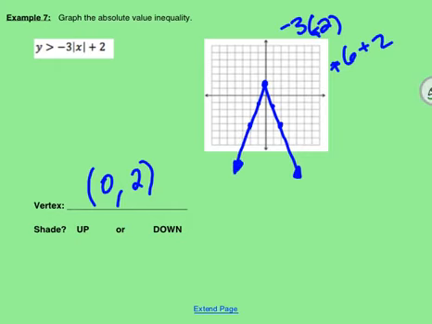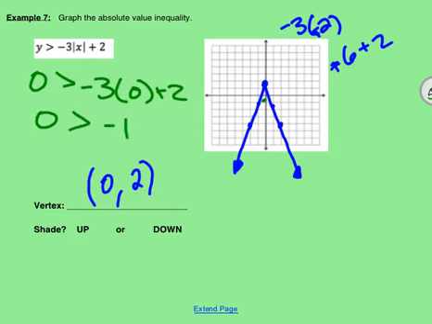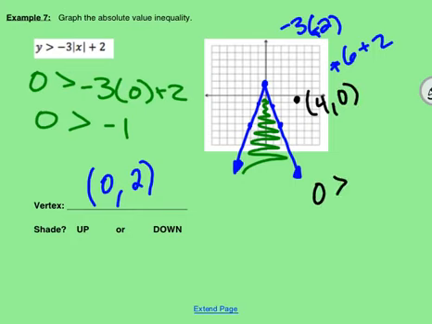Now, through all the chaos, you could still see that 0, 0 is there. So I would just do 0, 0, and I would say 0 is greater than or equal to negative 3 times 0 plus 2. I get 0 is greater than negative 1. This is a true statement. I would shade inside. I'm going to do a not true one. So if I pick this point, this is 4, 0 out here. 4, comma 0. So x is 4, y is 0, 0 is greater than negative 3 times the absolute value of 4 plus 2.